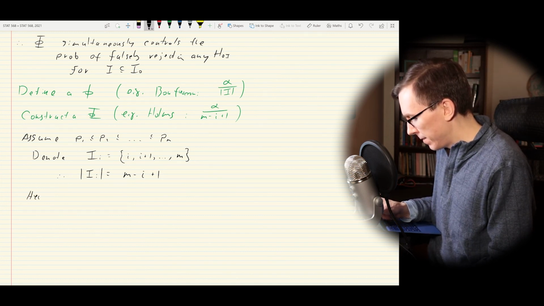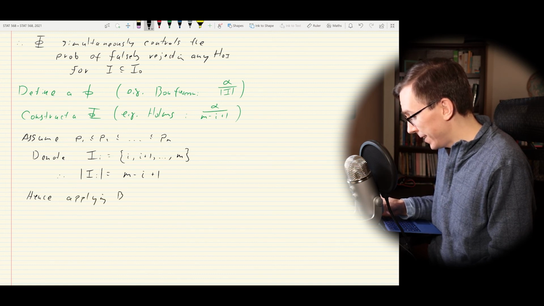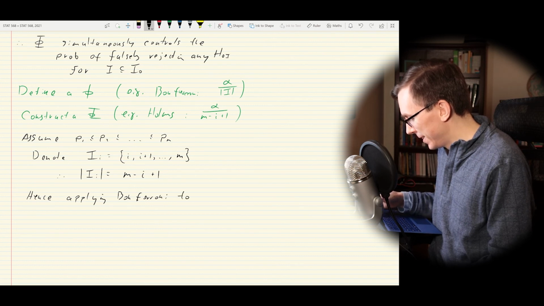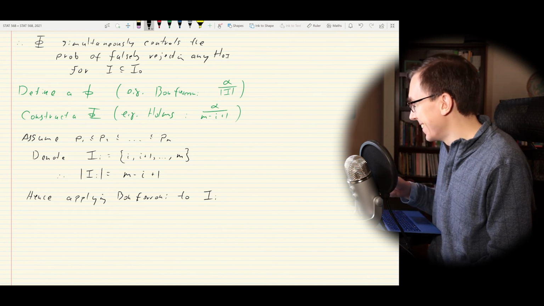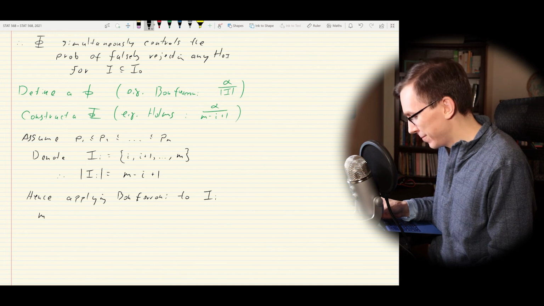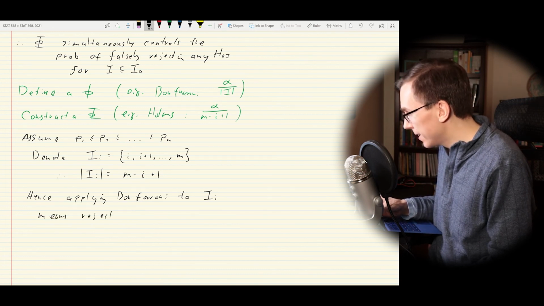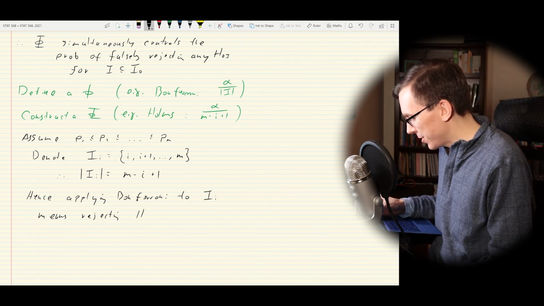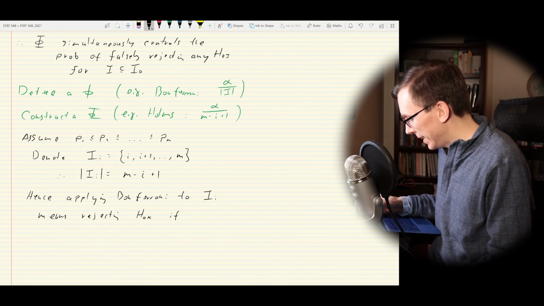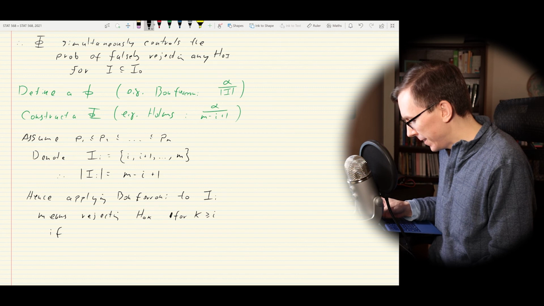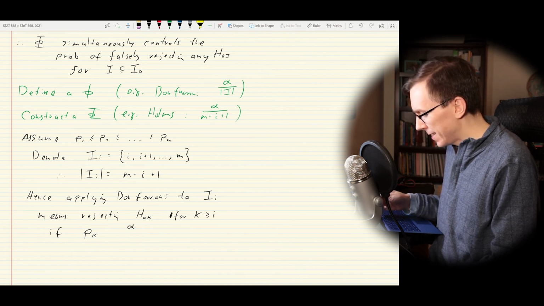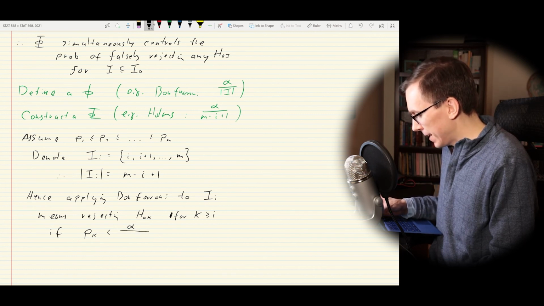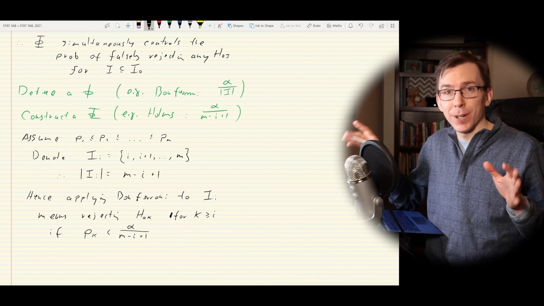Hence, applying Bonferroni to I sub I means rejecting H naught K, for K greater than or equal to I, if the p-value P sub K is strictly less than alpha over m minus I plus 1. This is just Bonferroni. We're not doing Holm's yet.